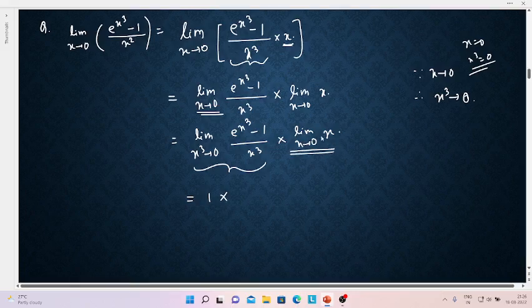It is actually 0, because when x tends to 0, x will become 0, right? So 0 is a finite number and 0 is a real number, so I have to take 0. So 1 times 0 will become 0, right? So there is no issue, so you can understand. So the value of this particular function is actually 0, right?